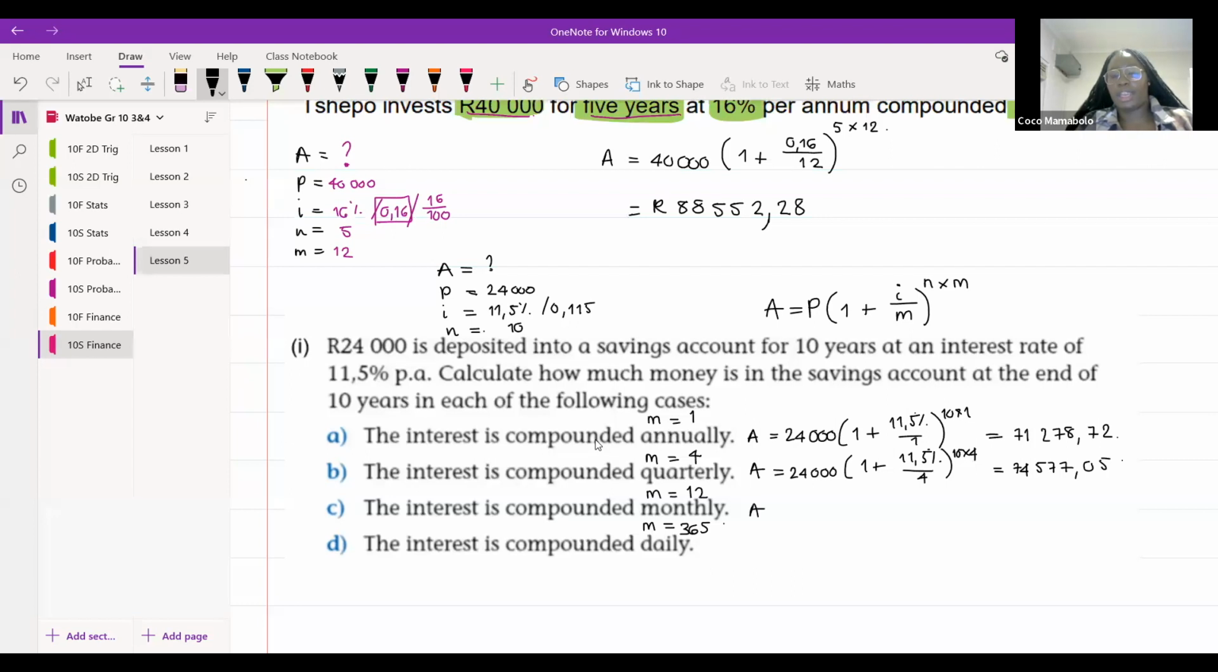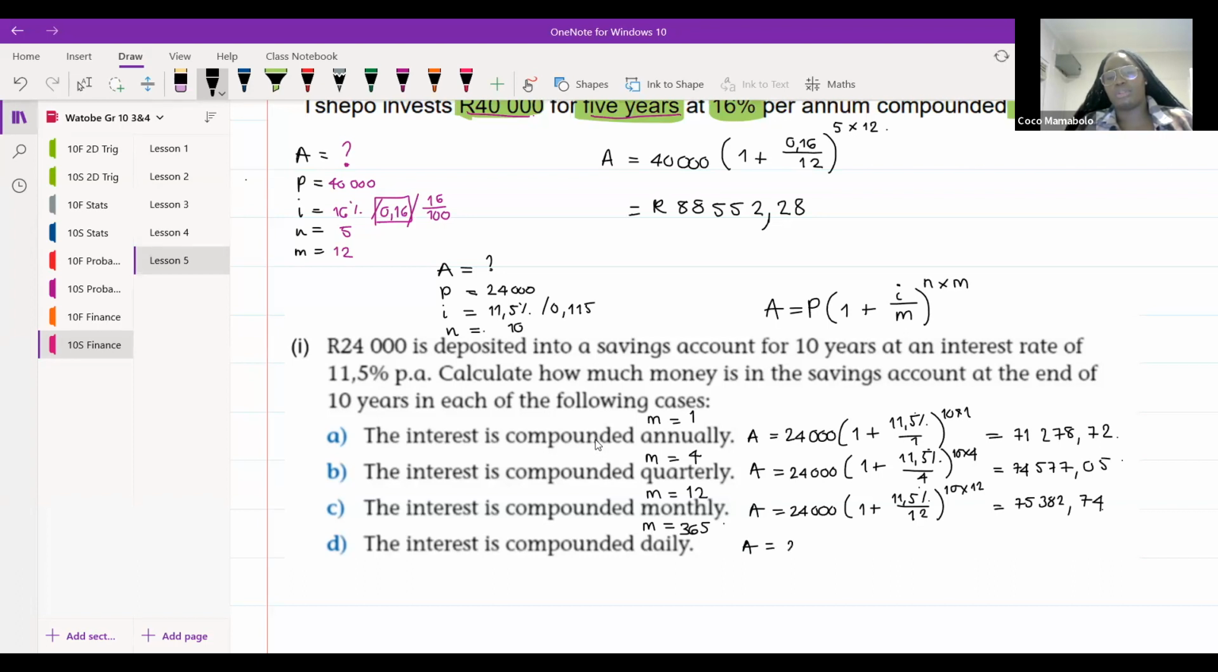Right, I'm going to get A is equal to 24,000, open brackets, 1 plus 11.5% over 12, to the power of 10 times 12. Right. The answer I get there is 75,382.74. Right. And then we do the very last one.